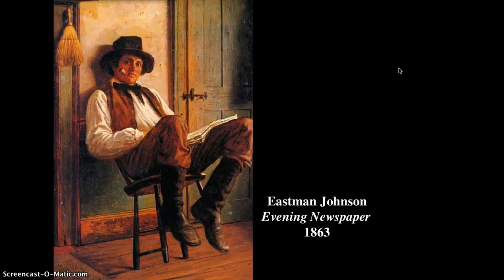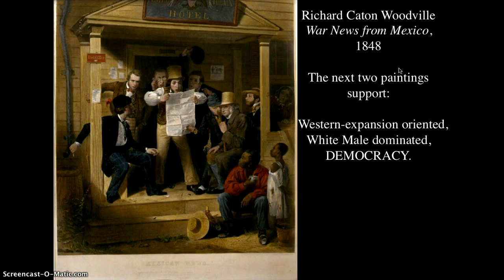This is a very classic sort of American cultural painting of the time period, too. It's 1863. It's Eastman Johnson. He was actually a Maine painter, and this is his Evening Newspaper. And you can see the kind of relaxed pose and demeanor. The subject of the painting is chewing on a corncob pipe. He's leaning back in his chair, but he's reading the newspaper, which is this common cultural connection in the 19th century.